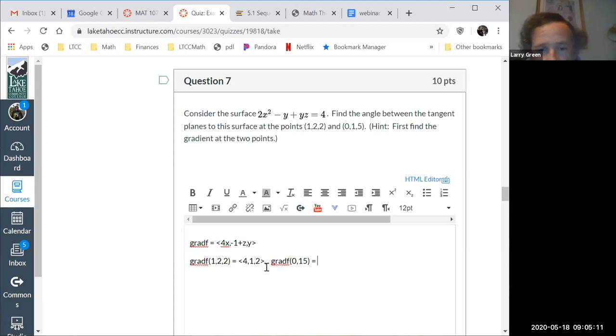And if we plug that in, if we plug in x equals 0, you get 0, comma. If you plug in z equals 5, you get 4, comma. And if you plug in y is equal to 1, you get 1. Any questions at all on finding the gradients at the 2 points?